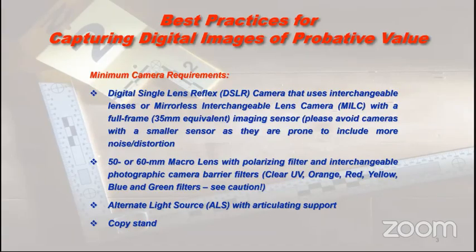There have been enough studies done in the field of photography using digital cameras that we know beyond a reasonable doubt that a full frame imaging sensor is going to give you better quality images. The smaller sensors are more prone to noise and other distortion issues. Also, when you're trying to capture things, you want to make sure that you are using a macro lens, something that has a flat field so that you do not have curvature or lens or barrel distortion issues.